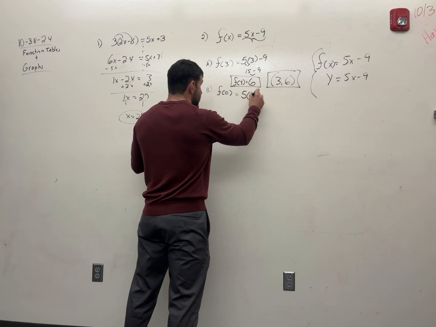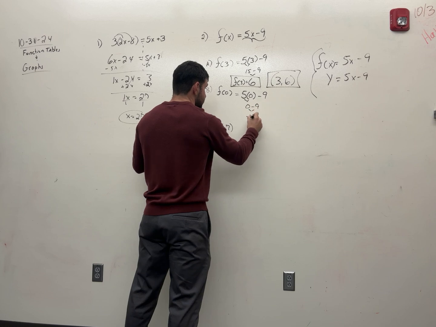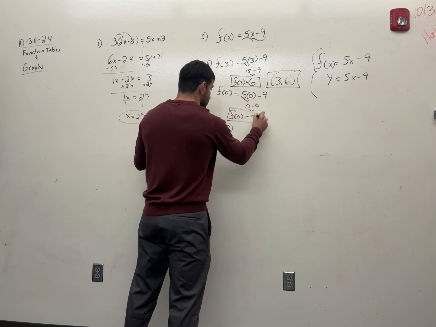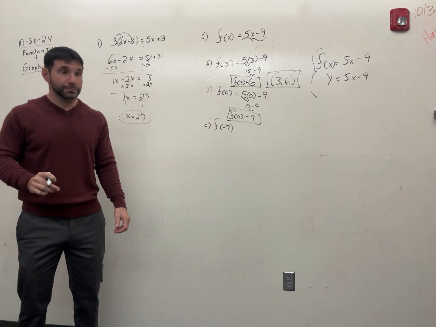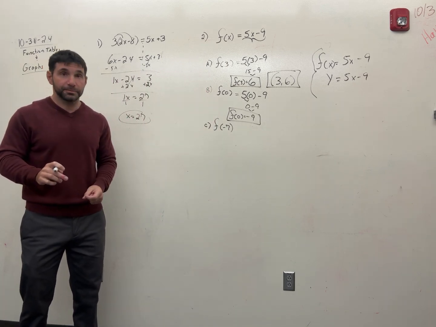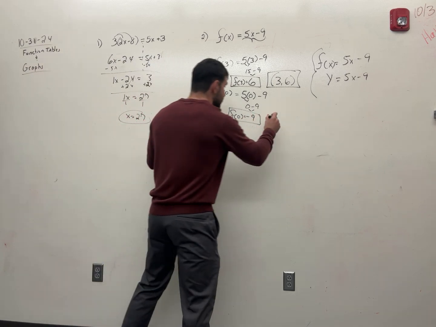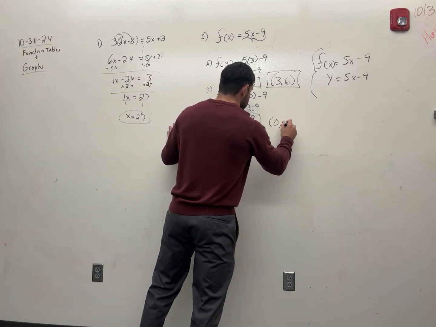Okay? F of 0. Same thing. 5 times 0 minus 9. That's 0 minus 9, which is negative 9. So f of 0 equals negative 9. What's the ordered pair? 0, negative 9. Very good. 0, negative 9.